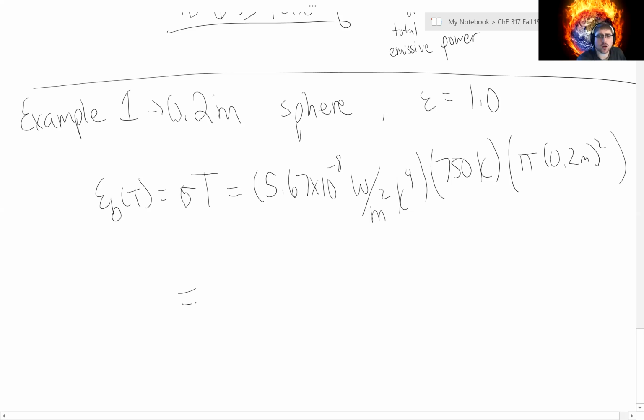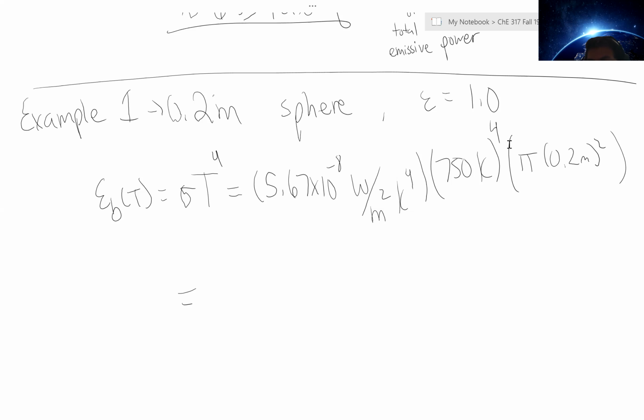Shouldn't the temperature be to the 4th? You are correct, thank you. I knew something wasn't right. So let's see what this gives us. So I got about 2,254 watts.